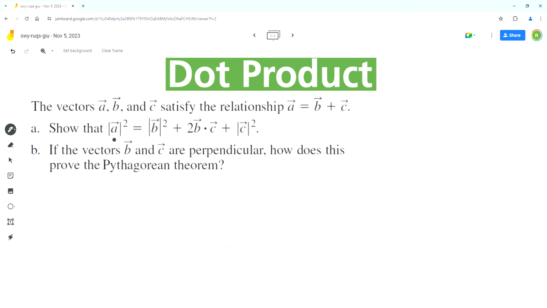So we'll start with the left side of this equation. The left side is the square of magnitude of vector A. Now here we'll use the magnitude property of dot product to change square of magnitude of A into A dot A. Now in the problem, we are given that vector A is equal to vector B plus vector C. So we will do the substitution for vector A.